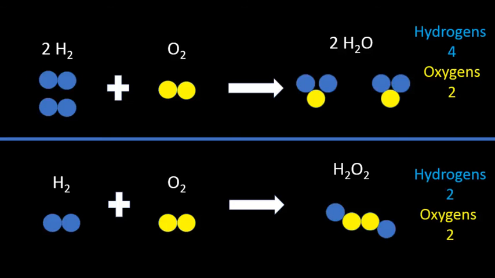For the bottom we see 2 hydrogens and 2 oxygens, and then it goes through the reaction, and then there's that arrow showing the products, and we end up with 2 hydrogens and 2 oxygens. So it's important to remember that what we start with, the reactants, we also must finish with, the products. Nothing is gained and nothing is lost.